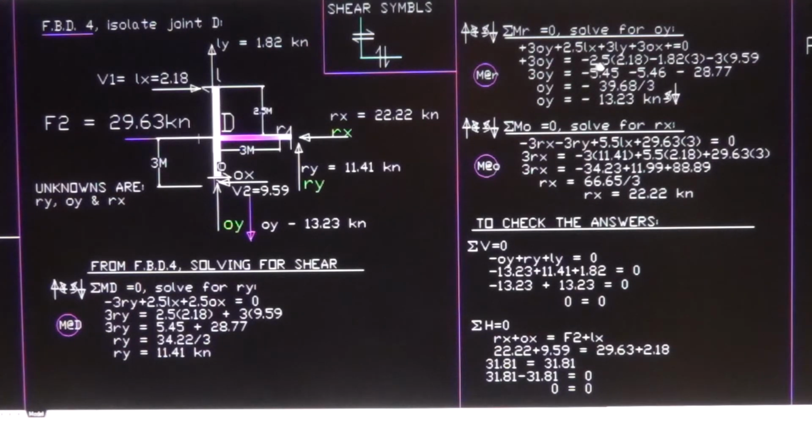Now 3 Oy is equal to minus 2.5 times 2.18, the Lx, minus the Ly 1.82, lever arm of 3, and minus 9.59, and this is 9.59 lever arm of 3 as well. So 3 Oy now is equal to minus 5.45 minus 5.46 minus 28.77. Altogether again has negative, so therefore negative 39.68. Oy now is negative 39.68 divided by 3. Oy now is equal to minus 13.23.